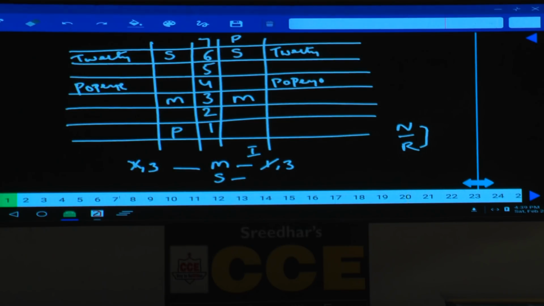Hence, both N and R are staying on even number floors, out of which R does not like Popeye. Hence, R cannot be on the fourth floor. As R cannot be on the fourth floor, in the first case R must be on the second floor, and if R is here, N will be here. And in the second case also, R is on the second floor and N will be on the fourth floor.